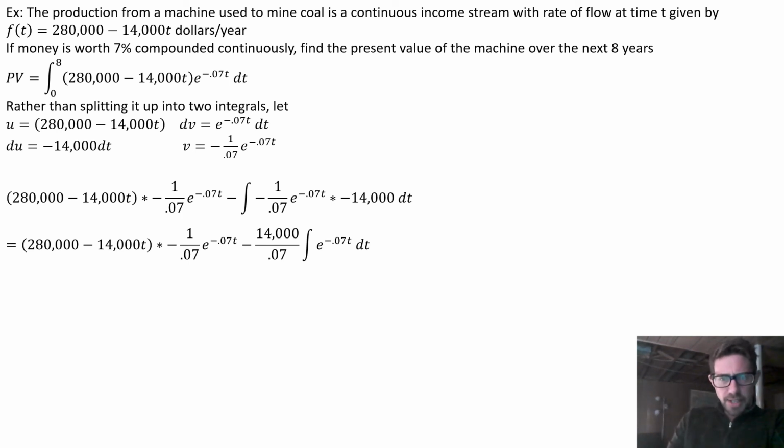Okay, so I did two things there. I got rid of the double negative inside the integrand, and then I moved the 14,000 and the 0.07 to the outside because those are just constants and they're not going to do anything. So now the only thing we have left to integrate is e to the negative 0.07 t, which we know is going to be e to the negative 0.07 t, and then it's going to have a 1 over negative 0.07.